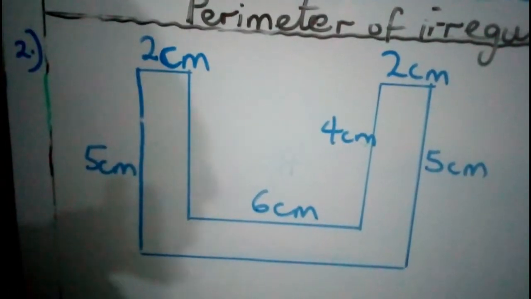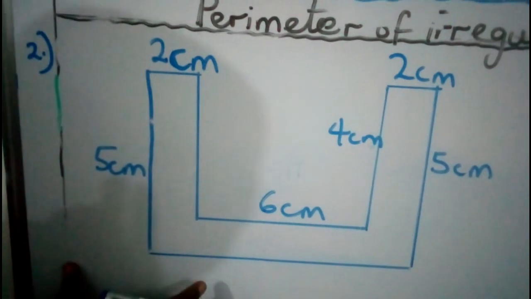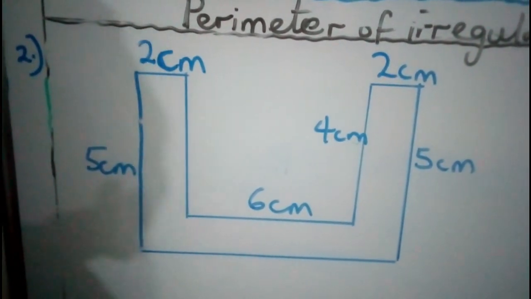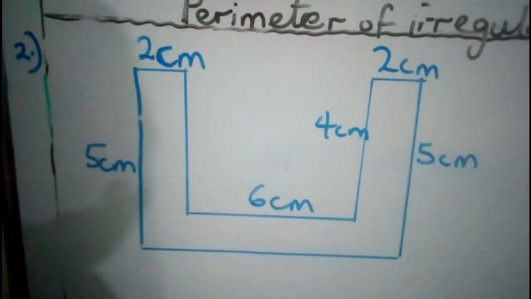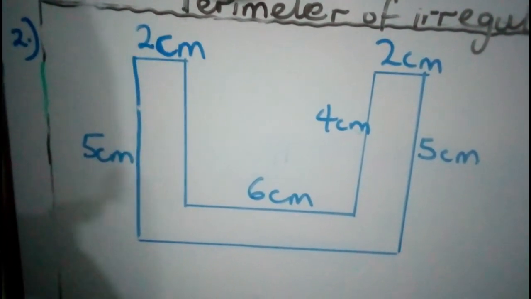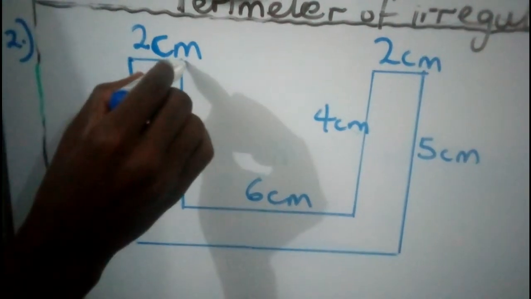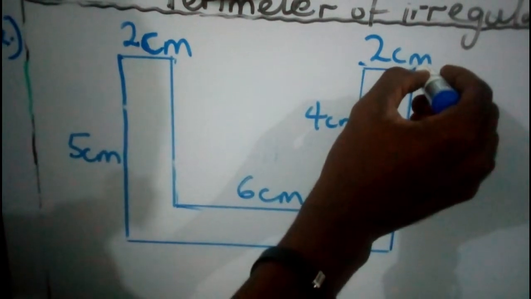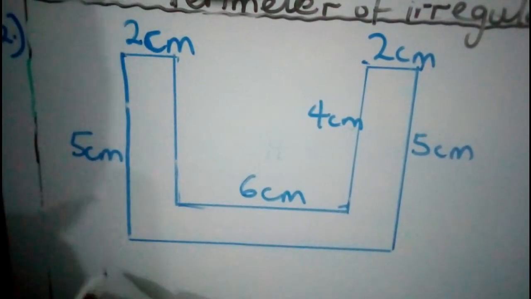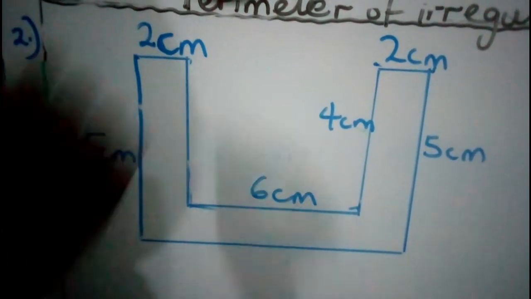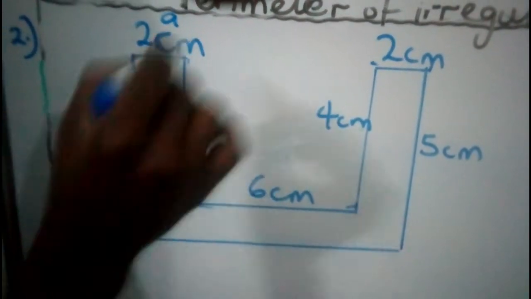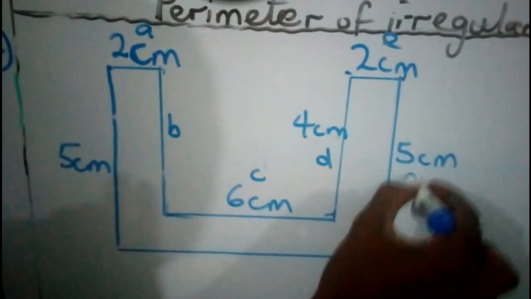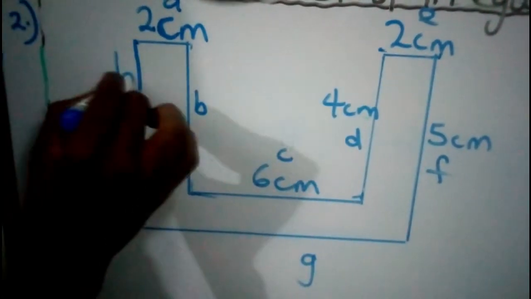Alright, let's consider example 2. You have a shape here. This is another irregular shape, and we have to find the perimeter. So the first thing is to look at the number of sides the shape has. Okay? Let's start from here. 1, 2, 3, 4, 5, 6, 7, 8. So let's label the sides. A, B, C, D, E, F, G, H.